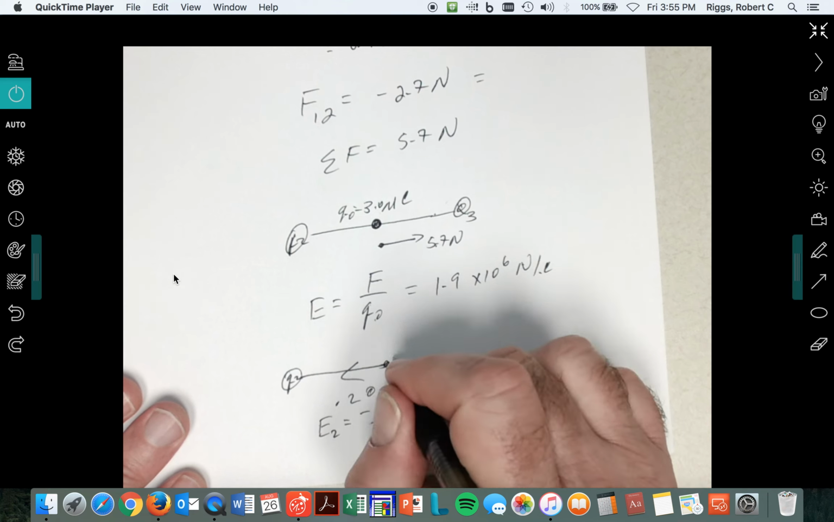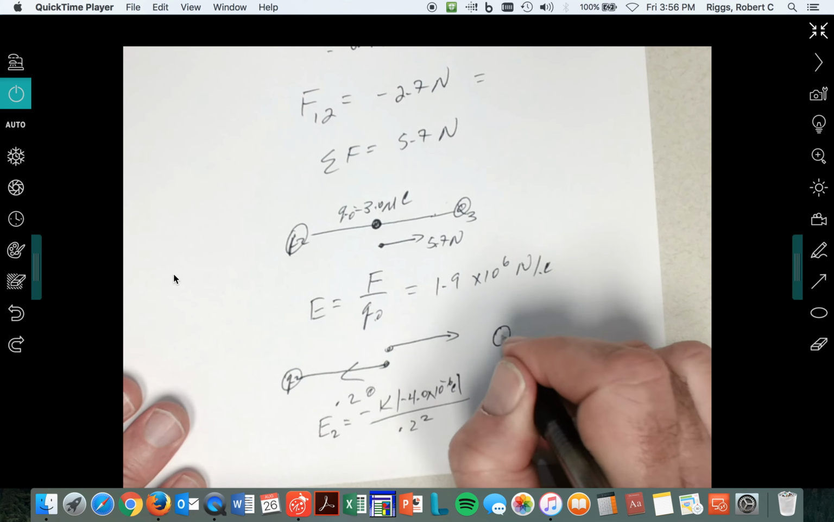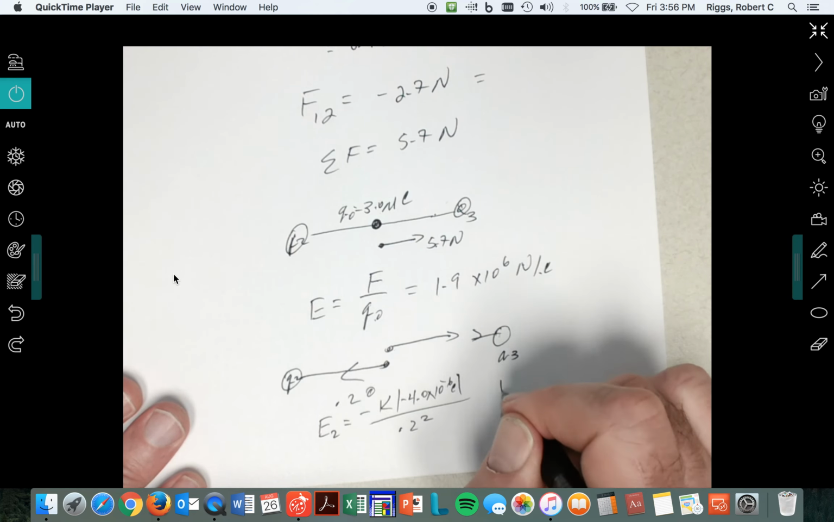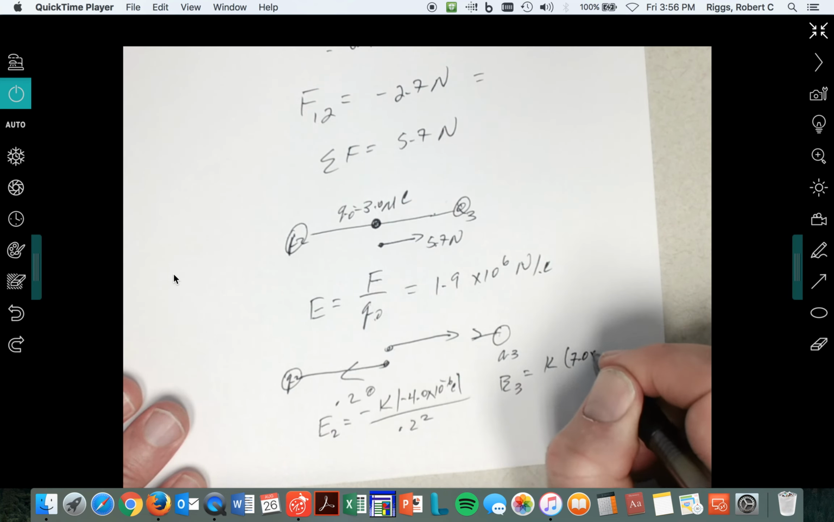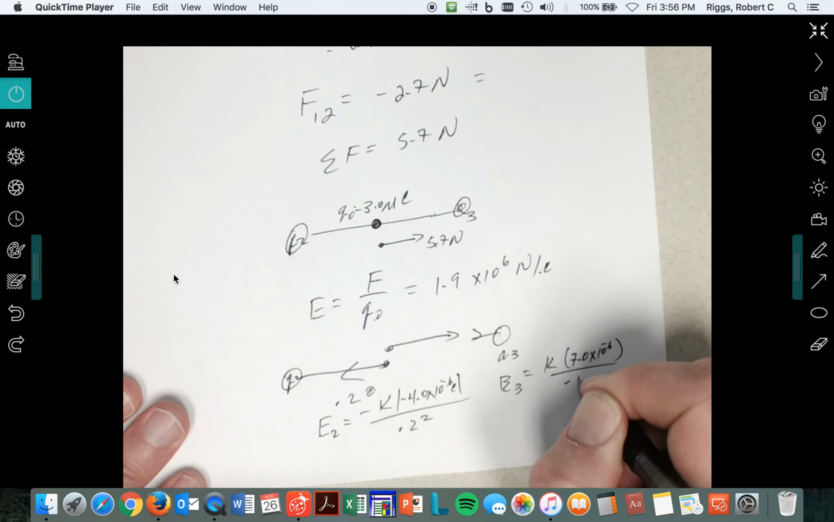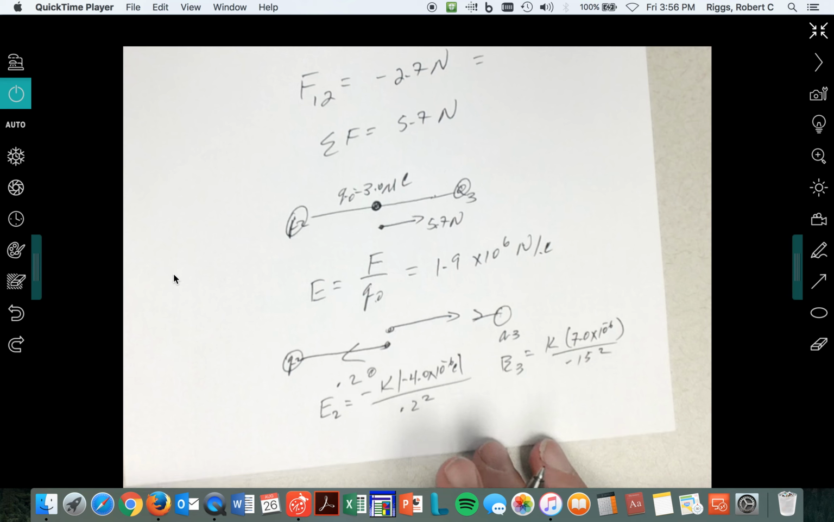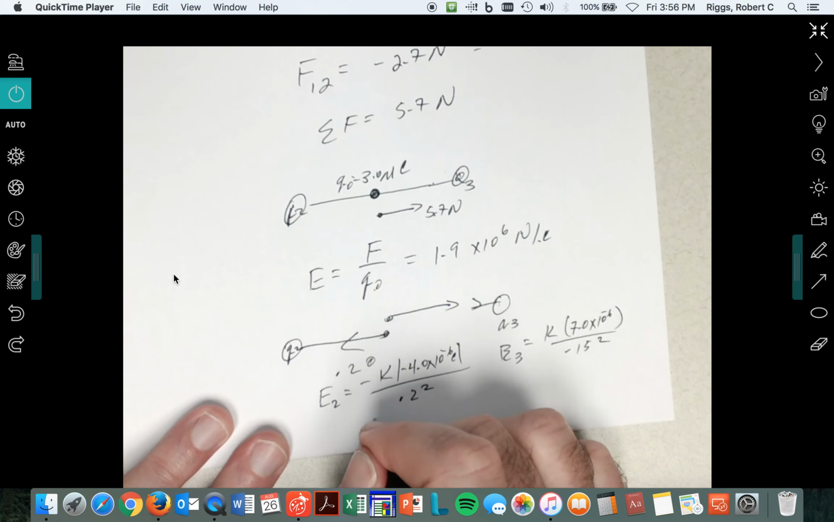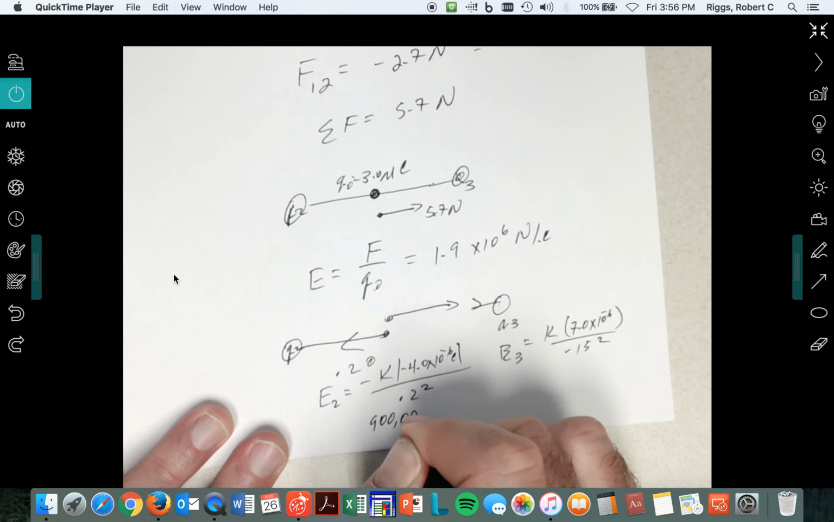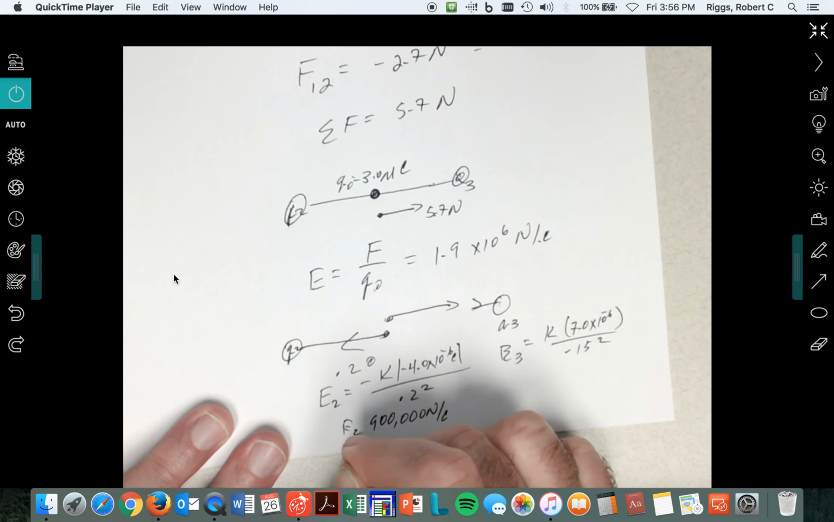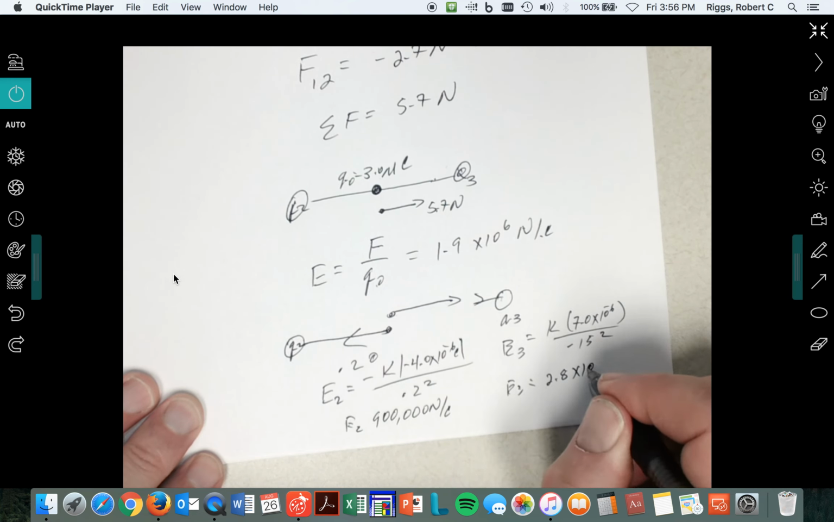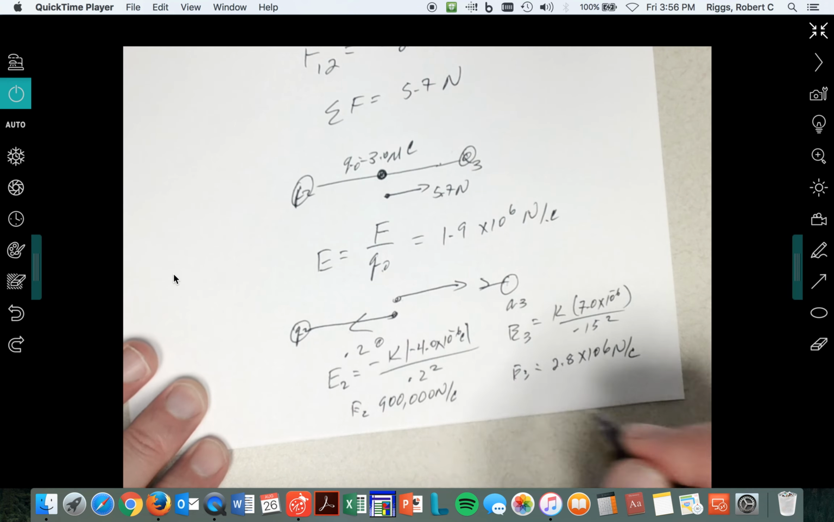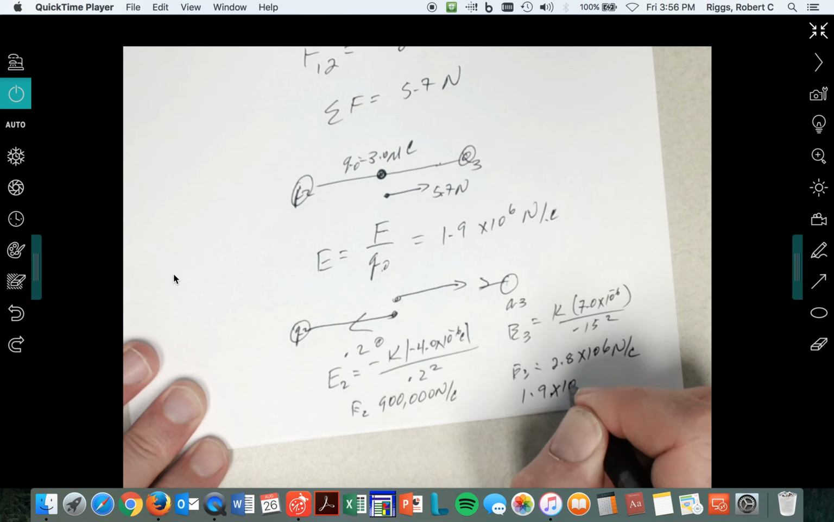And then E3 is pointing this way because its electric field's coming in. So Q3 is equal to K, and it's positive, and the magnitude of the charge, 10 to the negative 6th, divided by 0.15 squared. And when we added those two together, this one was small. This one came out to be like 900,000 newtons per coulomb. And E3 came out to be 2.8 times 10 to the 6 newtons per coulomb. Subtract the two, you wind up with 1.9 times 10 to the 6 newtons per coulomb.